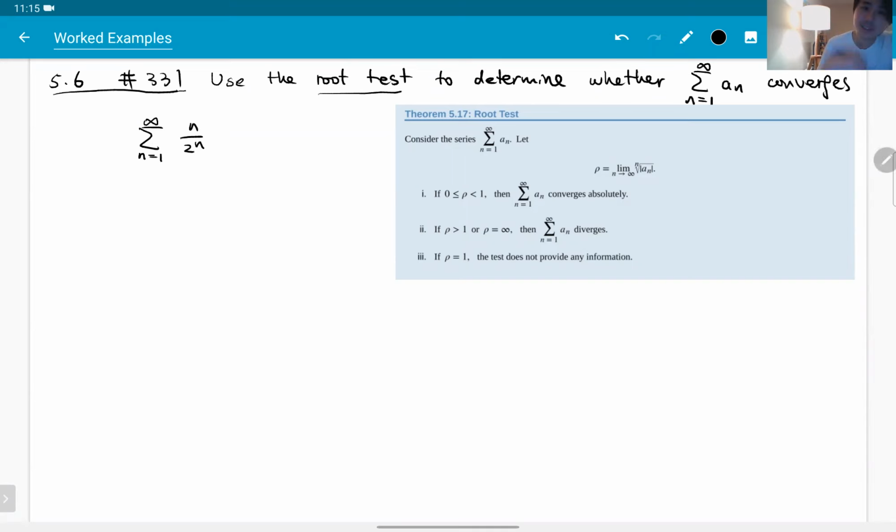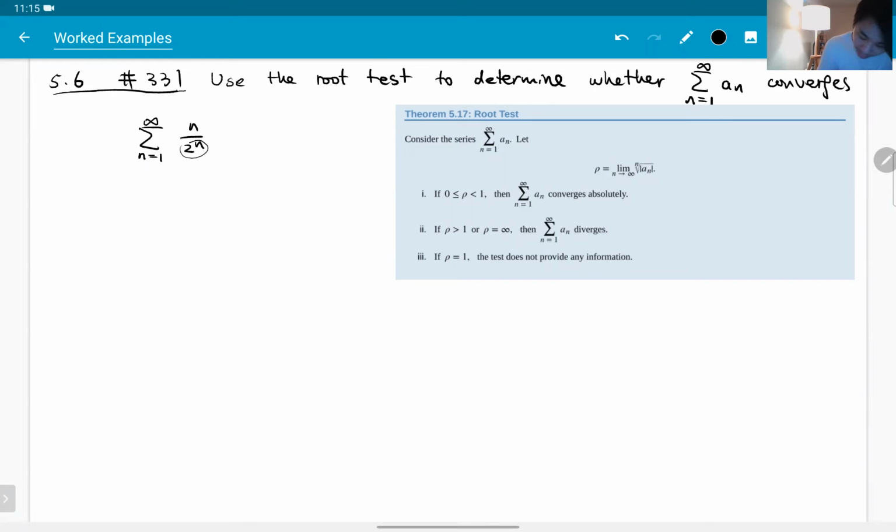Okay, so before we start, I want to ask myself, if the question didn't ask us to use the root test, is there a way for us to determine which is the best test to use? This is not a rule that works all the time, but say, if you look at the denominator, you see 2 to the n.